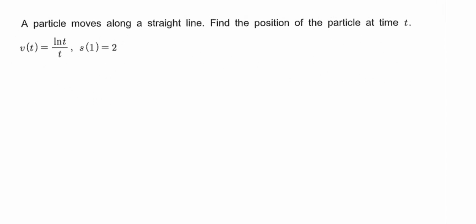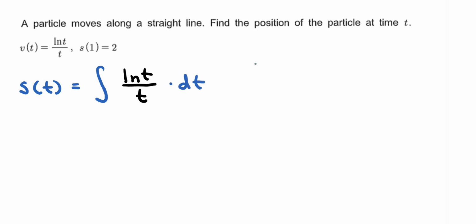So same kind of problem. I just gave you a different kind of function here. So there's a ln function now. For this question too, if I want to find the position function, that's the same thing as finding the antiderivative of my velocity function, which is ln t divided by t, and then dt, and then given this initial condition that s of 1 equals 2.